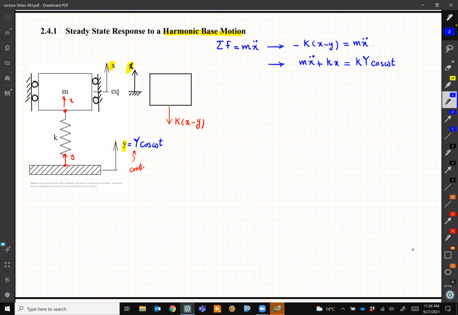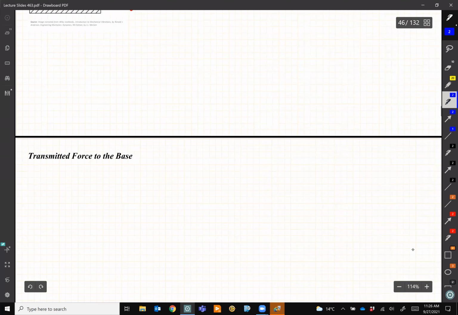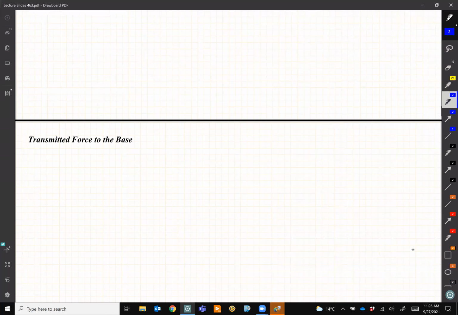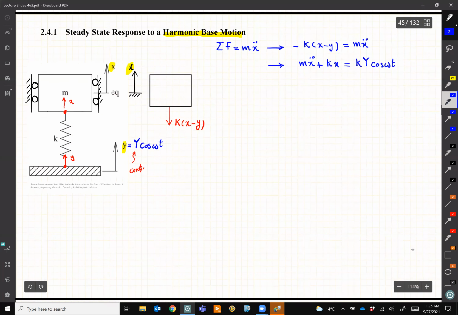If you're writing notes, try to save the space, so do not pass over that transmitted force. We need that space for other calculations. But doesn't matter, if you need extra space, you can always go to the last pages. So this is the equation of motion, or the differential equation of motion to be exact.